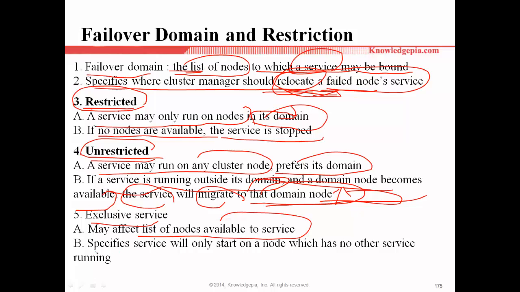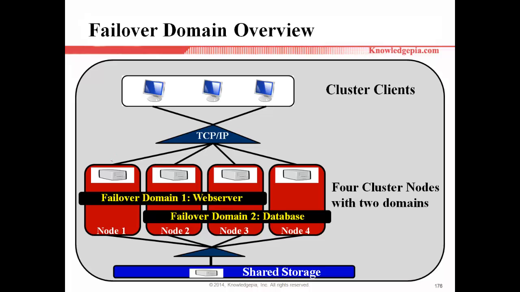Using this one, you specify that the service will only start on a node which has no other service running. So in this case, maybe only one node can run it. For example, here, this is a cluster client, and this is the cluster with 4 cluster nodes and 2 domains. For the web server domain, node 1, node 2, and node 3 will supply this service for the cluster client. And for the database domain, node 2, node 3, and node 4 will supply their service to the cluster client.